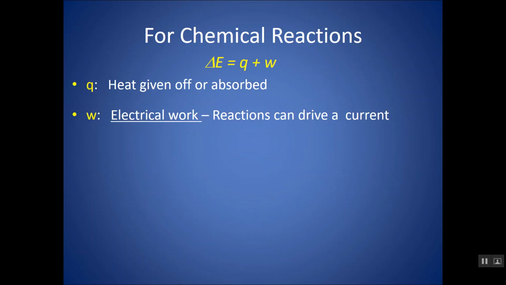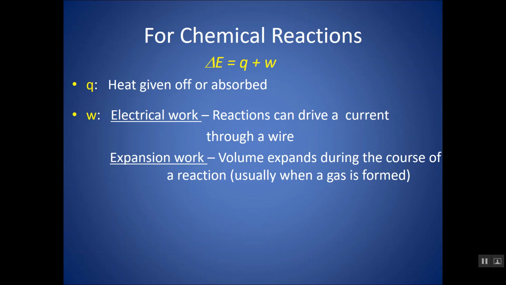Okay. Just as another side note about work, though we're not really going to be examining it too much in this chapter, there are different types of work that can be done on or by systems and involving chemical reactions. One of them is electrical work. Reactions can drive a current, especially if we're looking at redox reactions where you have a flow of electrons. A flow of electrons is electricity, so it can drive a current through a wire.